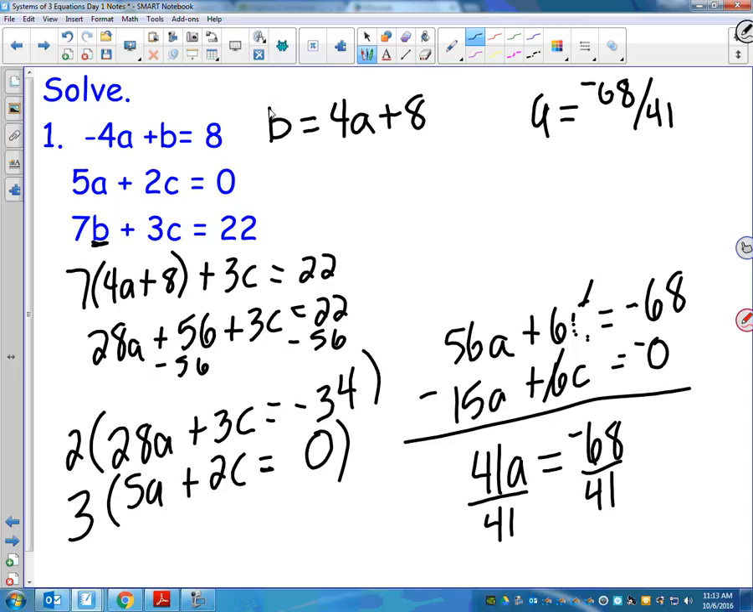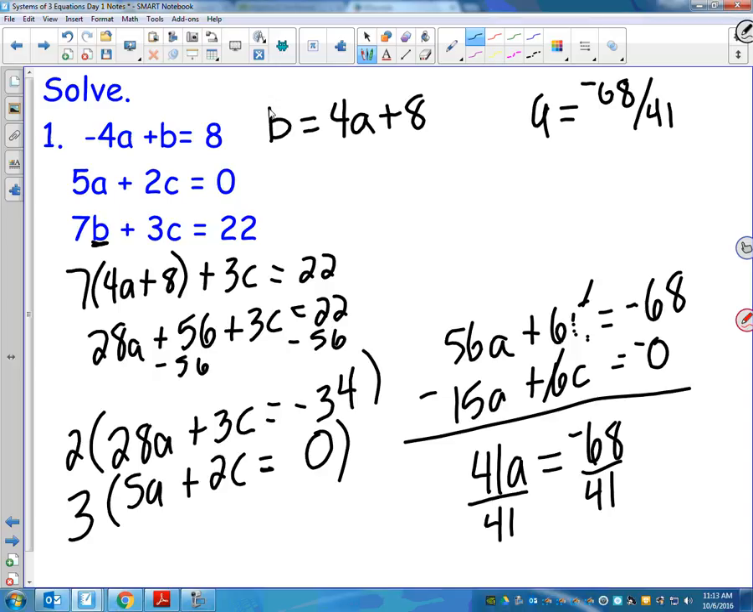Once you find a, could I go back to the equations that just have a in it? Honestly, I could go back to this equation and solve for b right away. And then I could go back to any other equation that has a or b in it, and I could solve for c by plugging it in there.